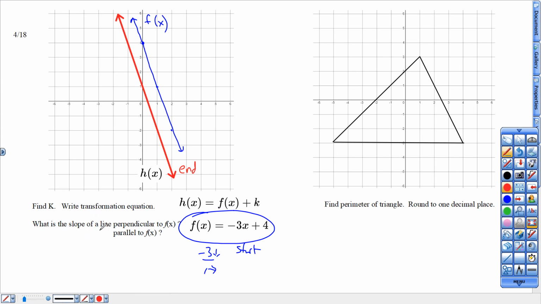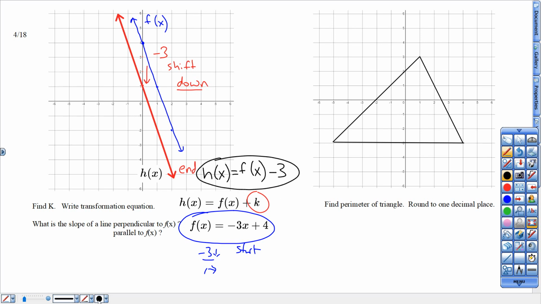And then again, know that this one has it shifting down. It's going down for this one. And how many am I going down? 1, 2, 3. That's my shift number right here. So if I'm writing that equation, it is h of x equals f of x minus 3. And again, that shows what's going on right there. That is starting at +4, going down 3 to get my new y-intercept of 1.